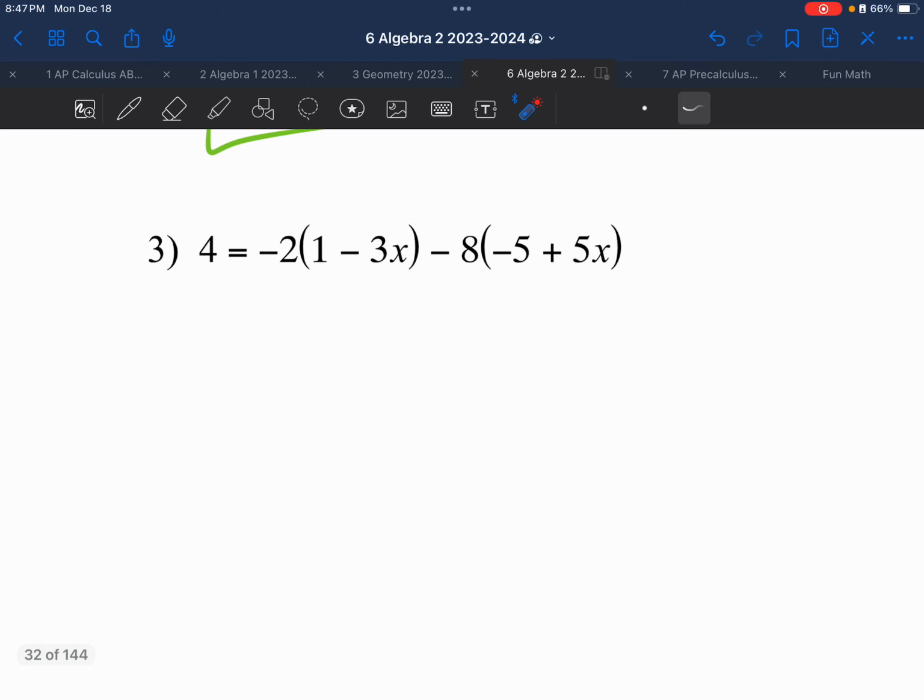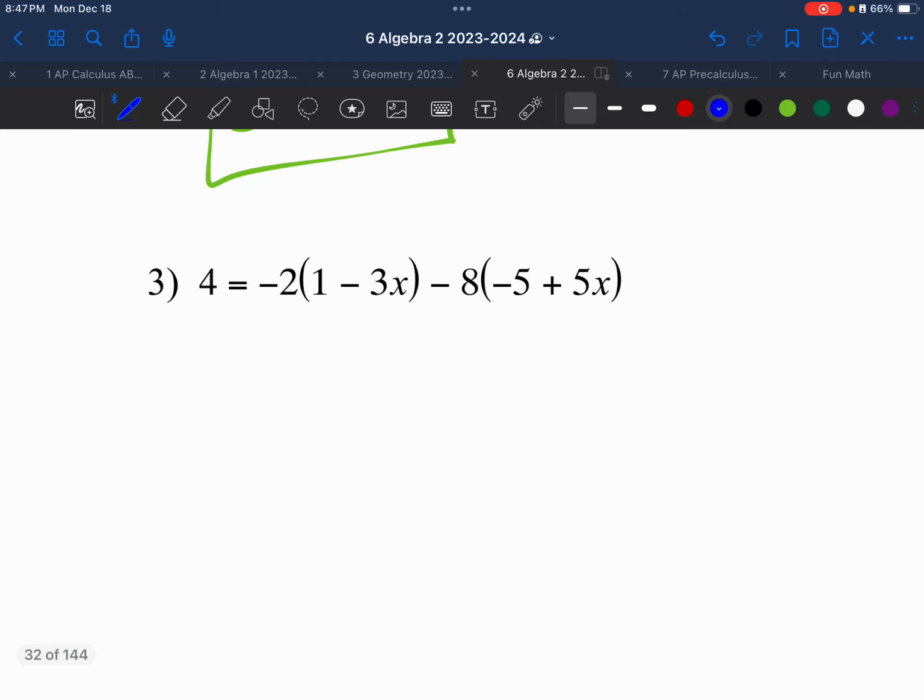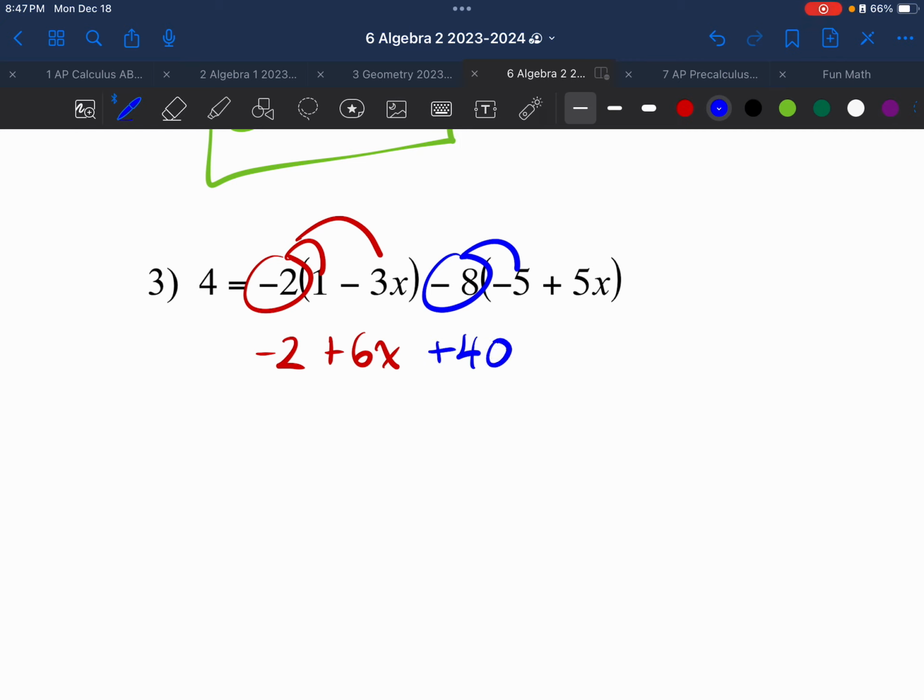Alright, number 3. Oh boy, we got a bunch of distribution. Let's go ahead and do this. Negative 2 times 1 is a negative 2. Negative 2 times a negative 3x is a positive 6x. Then we have a negative 8 being distributed times a negative 5, which will be positive 40. Negative and negative is a positive. And then negative 8 times a positive 5x is a negative 40x.